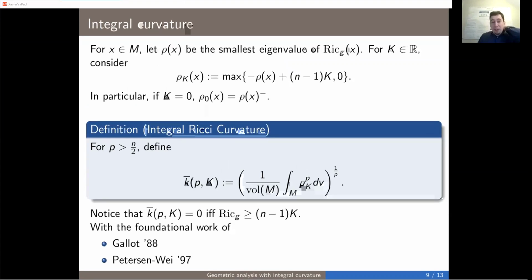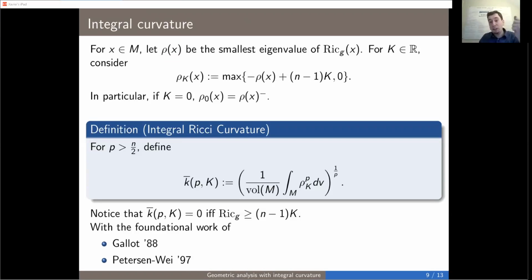Okay, imagine you have a point in your manifold, and let's consider rho of x here to be the smallest eigenvalue of the Ricci curvature. So the Ricci curvature, you can think of it as an n by n symmetric matrix, right? And so you can consider the smallest eigenvalue at every point. This matrix is changing from point to point, so this smallest eigenvalue is going to depend on the point that you're at.